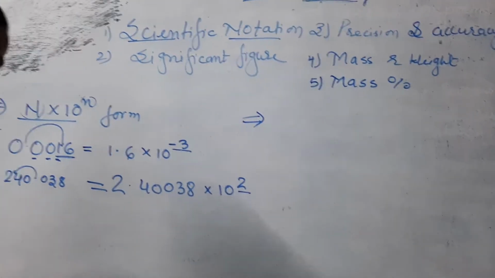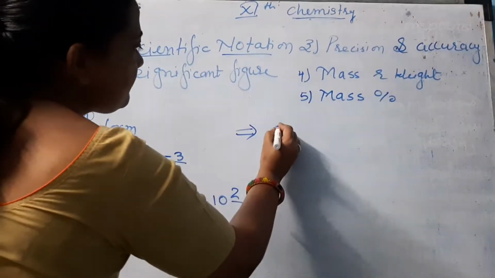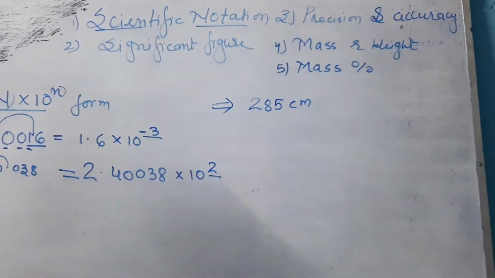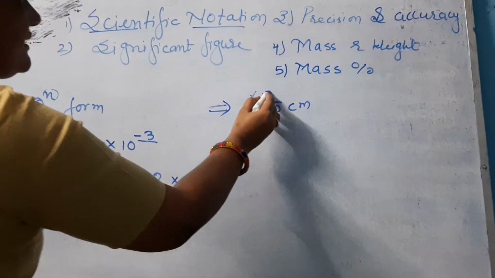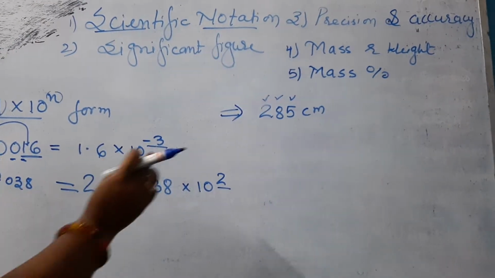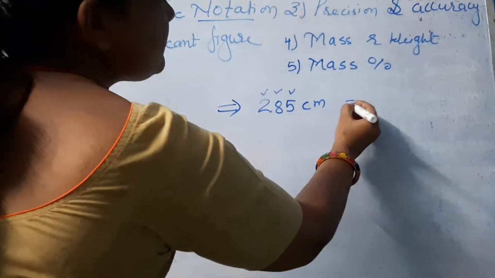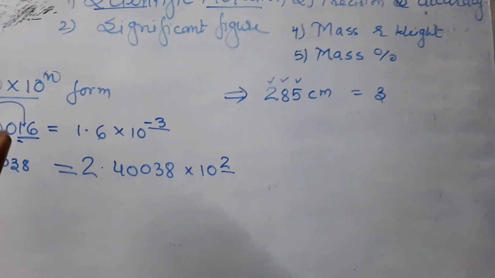How can you understand whether it is a significant figure or not? For example, suppose you have the value 285 centimeter. Here there are 3 significant numbers: one is 2, second is 8 and third is 5, because all 3 numbers are necessary to represent 285. So 3 significant numbers are present in this figure.